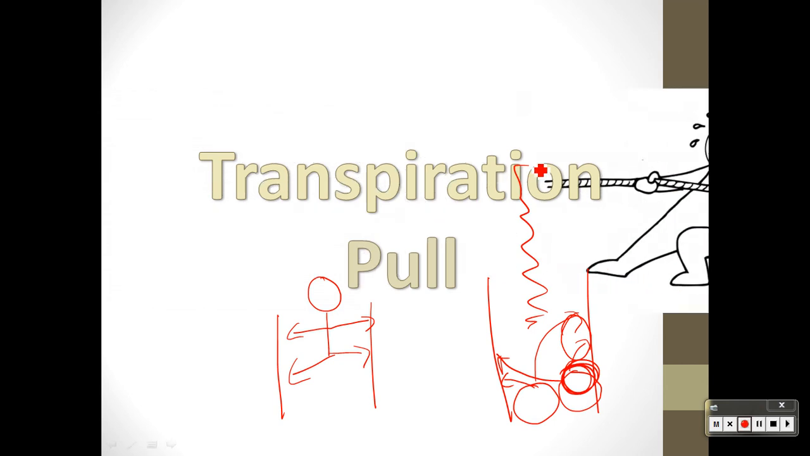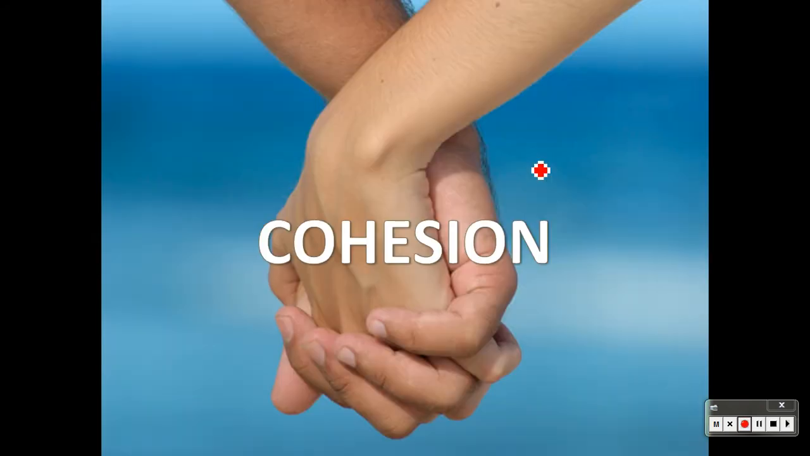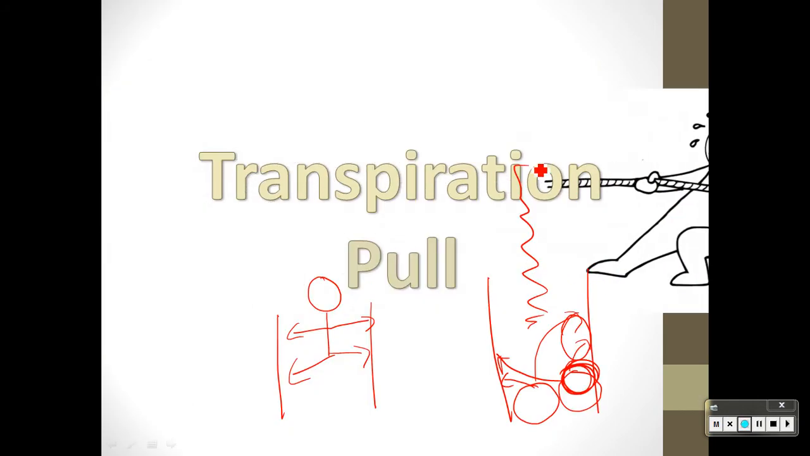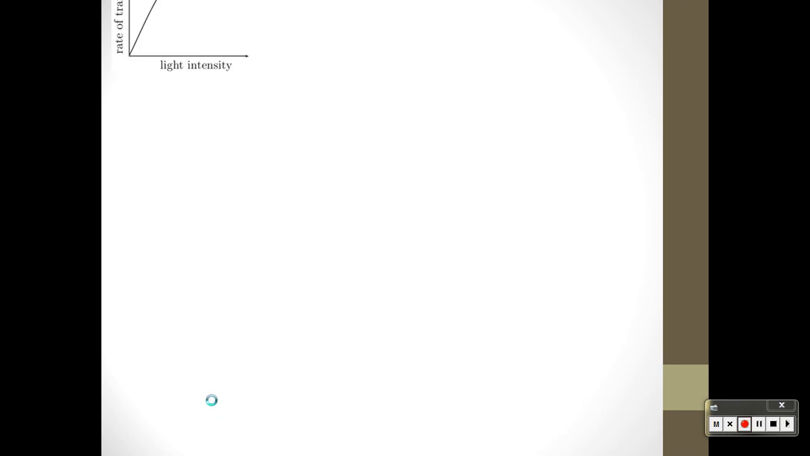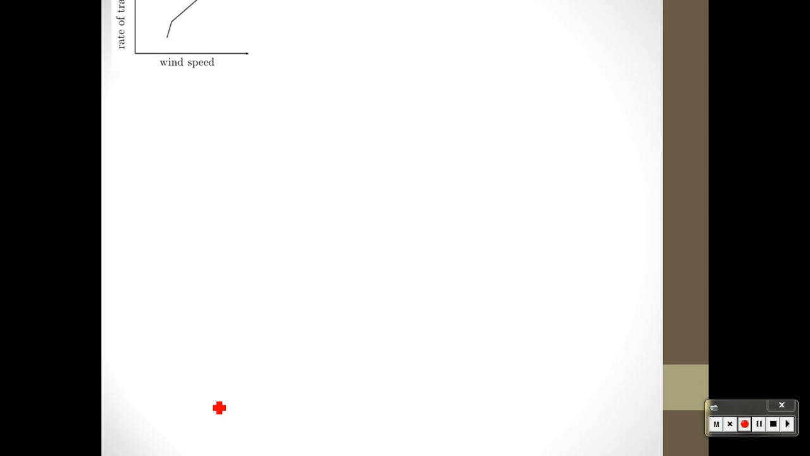And we call the combined effort of the adhesion and the cohesion, I feel like I skipped one, transpiration pull. Okay, so transpiration pull is a combination of adhesion and cohesion of water molecules. So these are here for a reason, but they're not done right, so I'm just going to skip them.